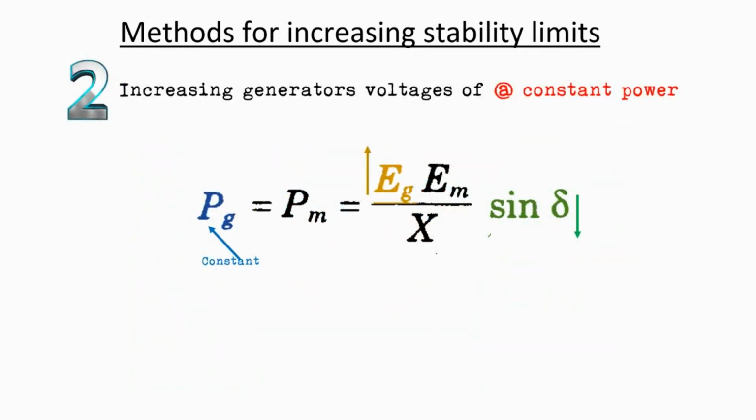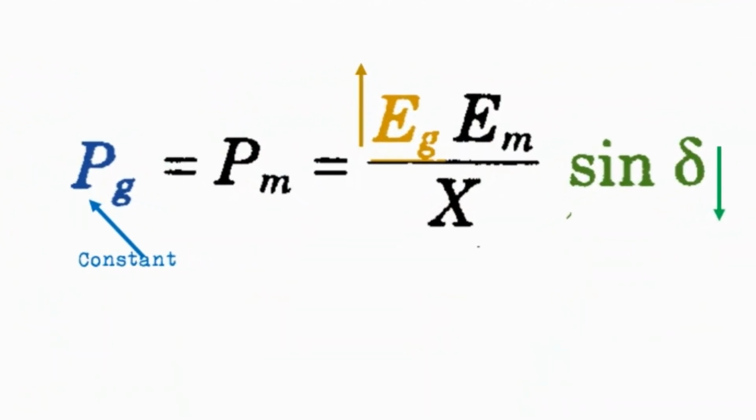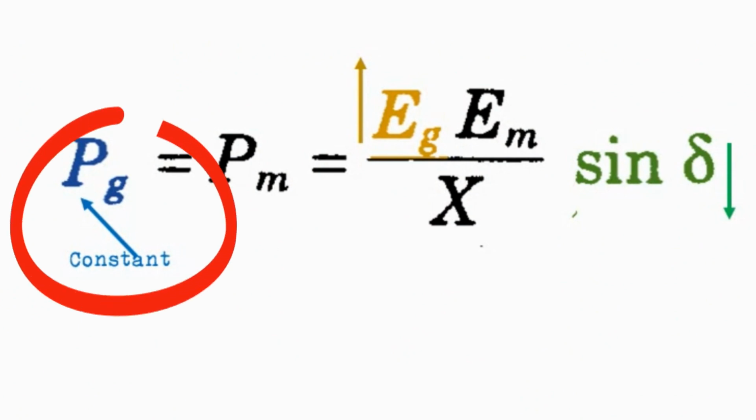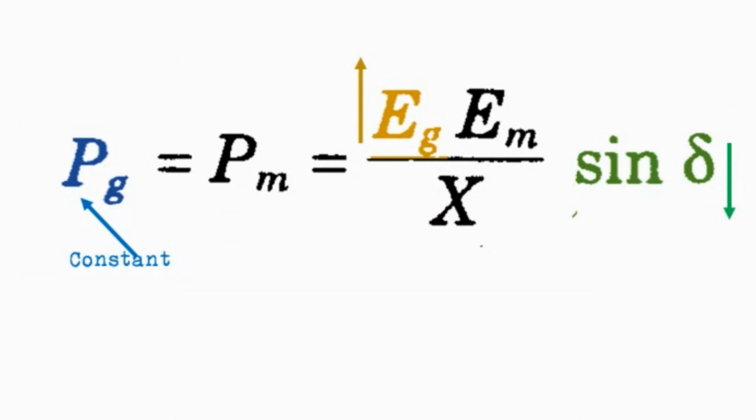Second method, see this equation that we got. If we keep the power at the generating end constant, in this case we will increase the voltage at that stator terminal, but we will keep the generated power constant.